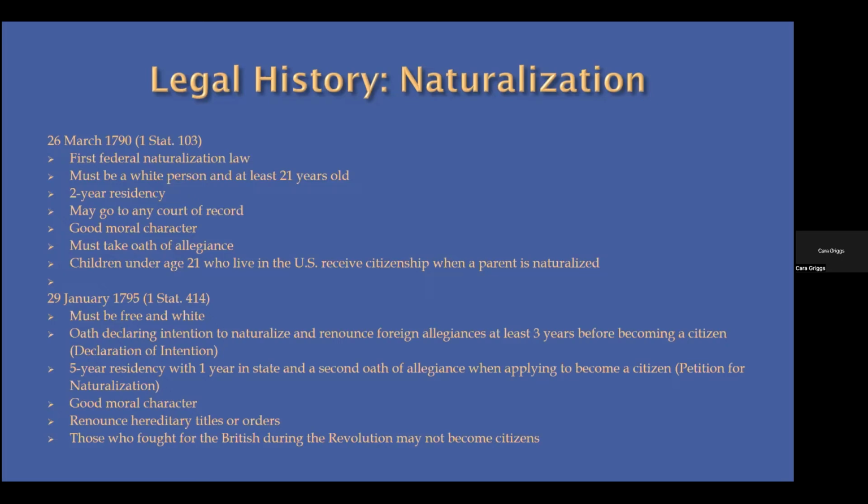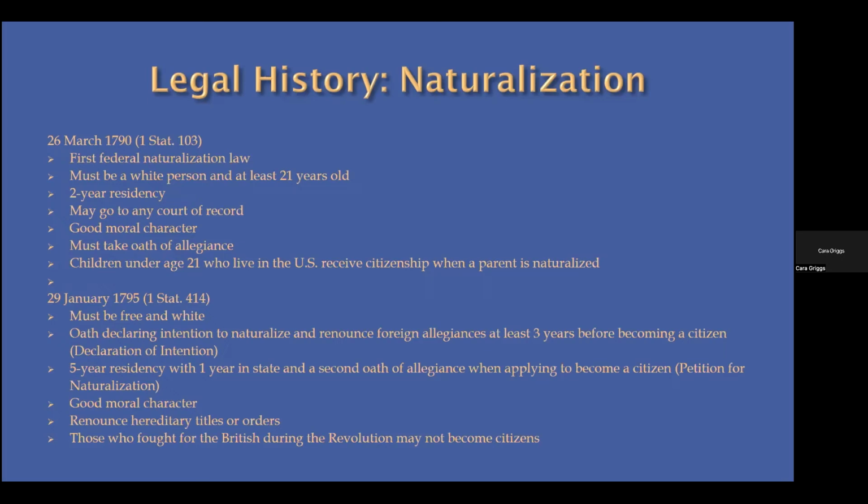In 1790, after the Revolution was over and Virginia was part of the United States and no longer an English colony, the federal government passed legislation that standardized the naturalization process. According to this first federal law, a 21-year-old white person with 2 years residency could go to any court of record, such as a county, state, or even federal court, and take an oath of allegiance and become a citizen.